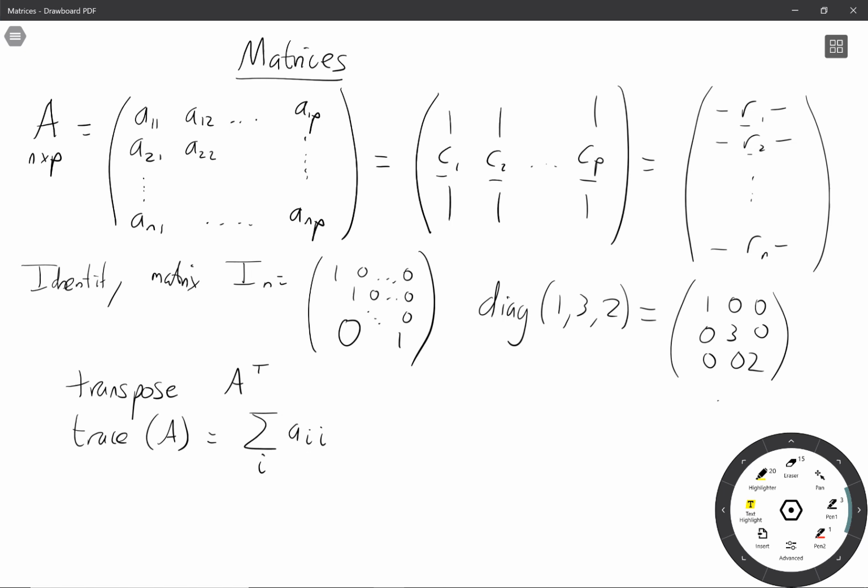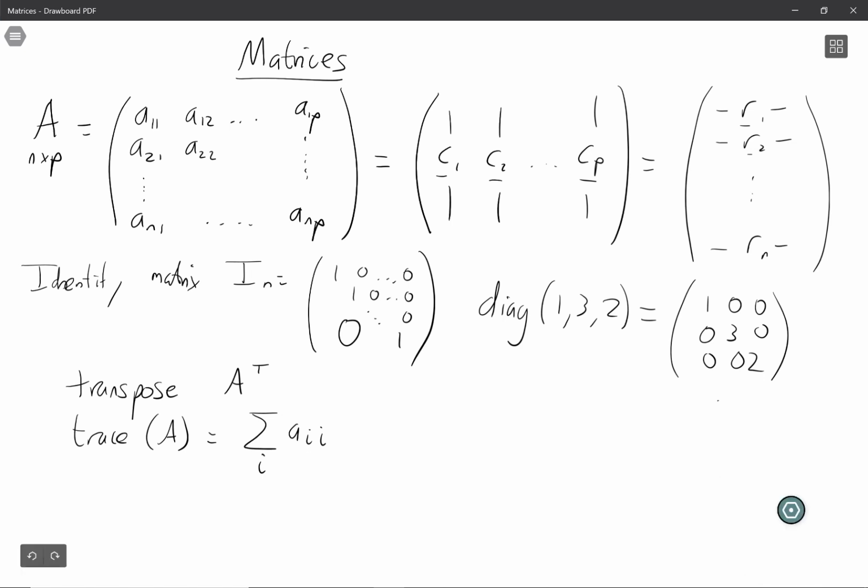And I'll assume you know basic facts about traces as well. So I'll assume that you know that if A and B can be multiplied, that the trace of AB is the trace of BA, etc. For square matrices, so if A is n by n, we often talk about the inverse of the matrix. I'll assume you know about them as well. Okay, so if A has an inverse, we have that A times A inverse is the same as A inverse times A, and that is the identity matrix.